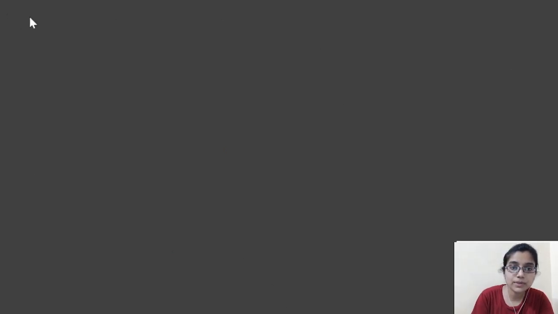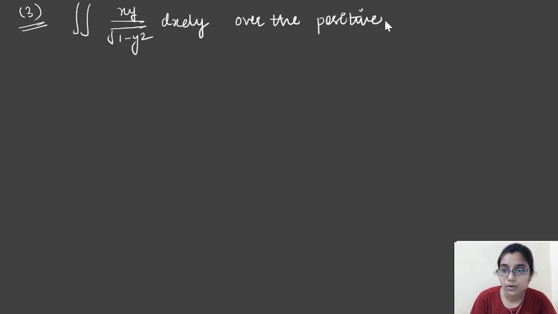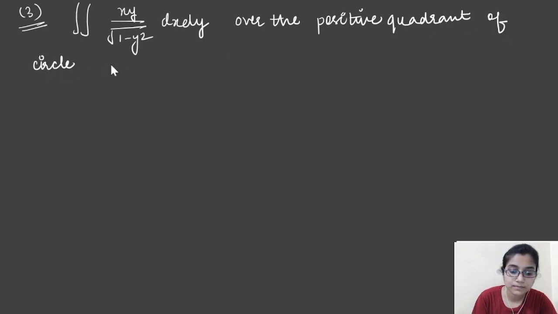So the question number 3 that we have is, we have xy by square root of 1 minus y square dx dy. And then they are saying that we have to integrate this over the positive quadrant of the circle x square plus y square is equal to 1.